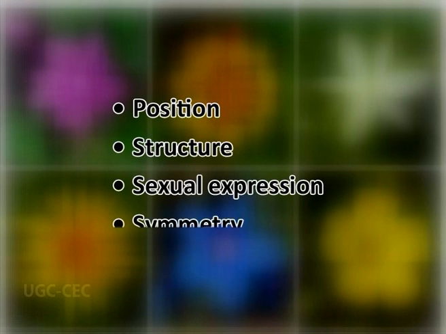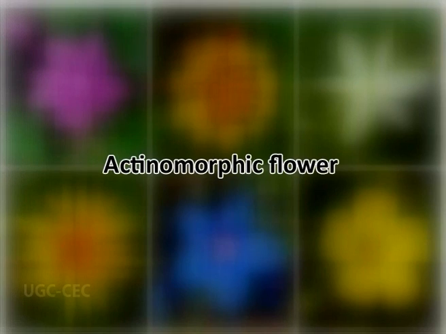The variation in flowers can also be due to slight deviation in its basic parts, including their position, structure, their sexual expression and symmetry, etc. Based on the symmetry of corolla, the flowers can be of following types. First, we examine the flowers with actinomorphic type of corolla.